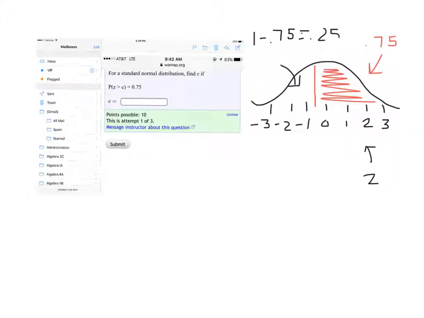The reason we have to find that area below is because when we use our inverse norm command, we have to give it the area below. And again, it's the inverse norm because we know area, in other words, know probability, and want to find z. So we'll give the area below of 0.25. And then we have to give mean and standard deviation. And since we're looking for a z-score, our mean is 0, our standard deviation is 1.